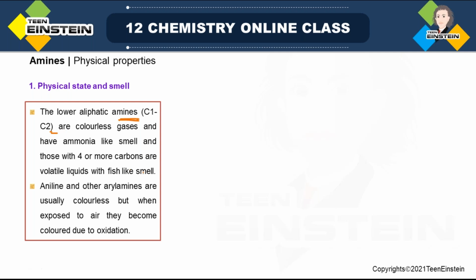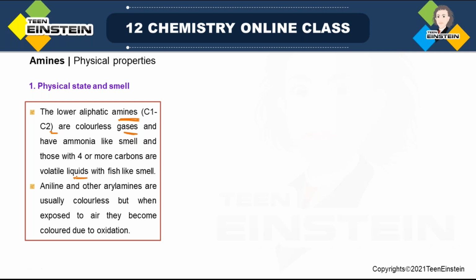When it is 4 or more carbons, as you are moving from 1 or 2 carbons towards higher values, gradually from the gaseous state it becomes a liquid, a volatile liquid. That means not a very high boiling liquid, volatile, with a low boiling point. And there is a fish-like smell. So that is all about aliphatic amines.